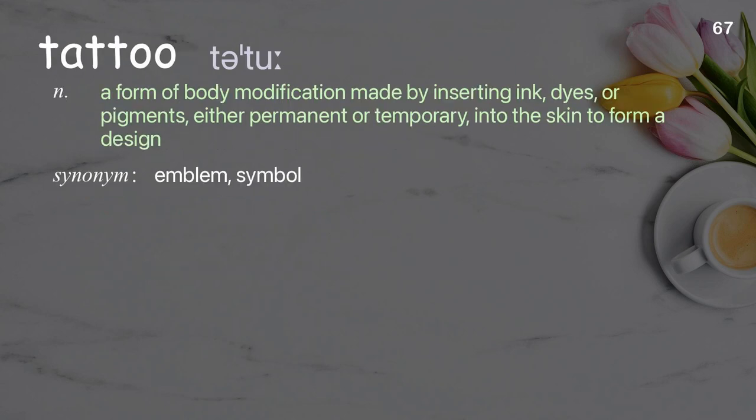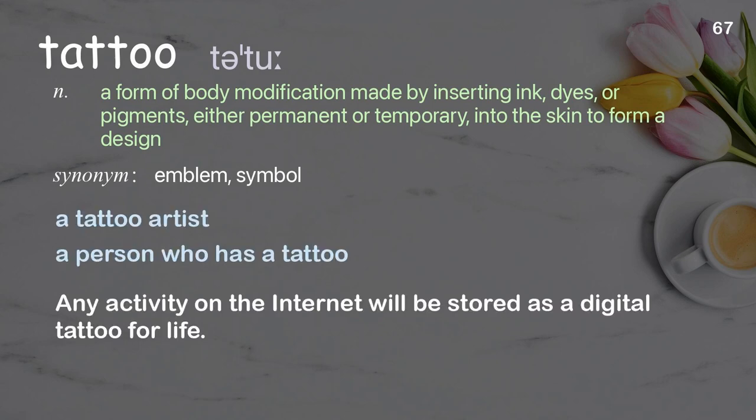Tattoo. A form of body modification made by inserting ink, dyes, or pigments, either permanent or temporary, into the skin to form a design. Examples: a tattoo artist. A person who has a tattoo. Any activity on the internet will be stored as a digital tattoo for life.